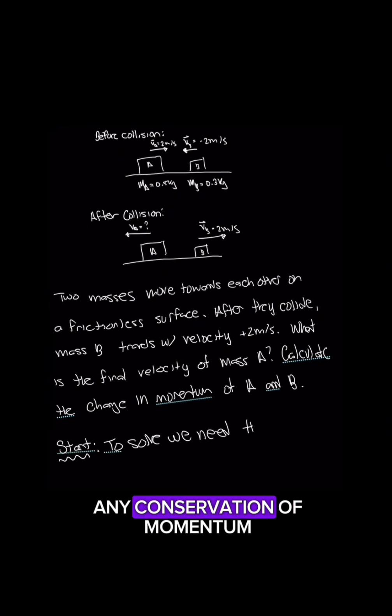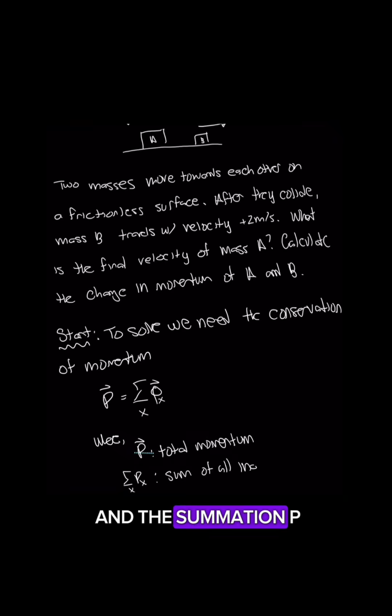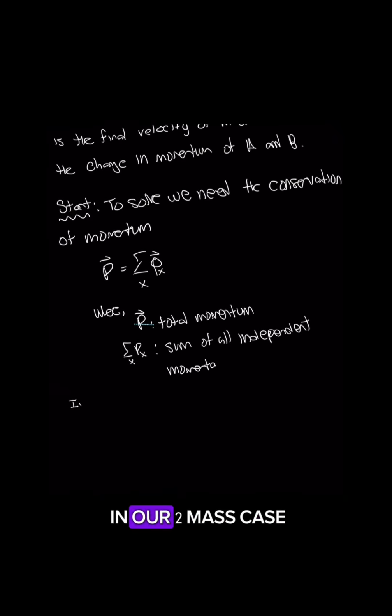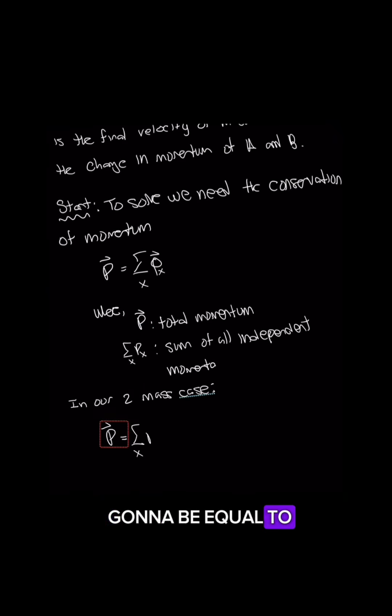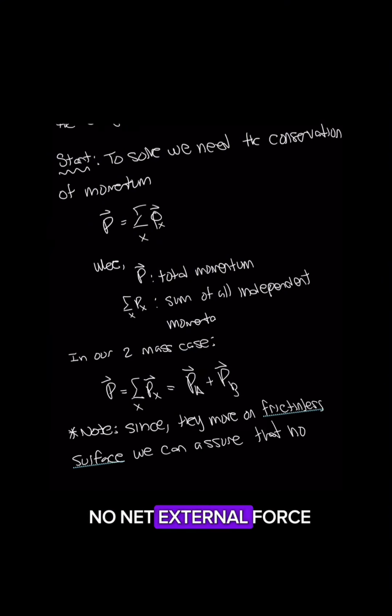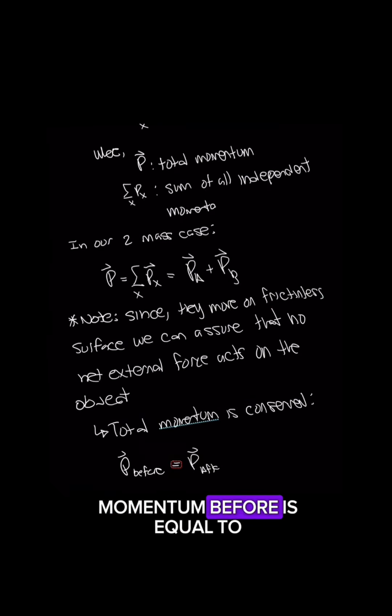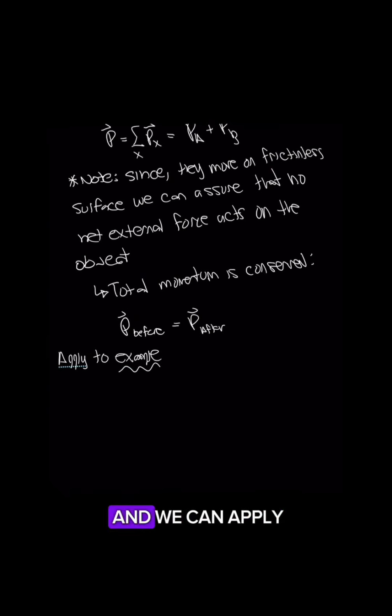To solve, we need conservation of momentum, which is given by this equation here, where P is the total momentum and the summation of Px is the sum of all independent momenta. In our two mass case, the total momentum is equal to PA plus PB, where these are the momentums of mass A and mass B. Note, they move on a frictionless surface. We can assume that no net external force acts on the object. So that means the total momentum is conserved, which means the total momentum before is equal to the total momentum after. And we can apply this to our example.